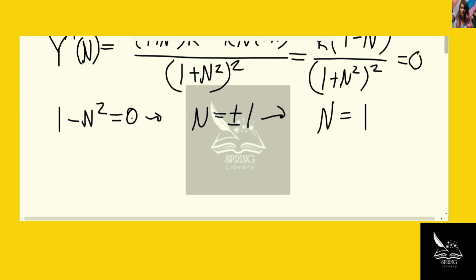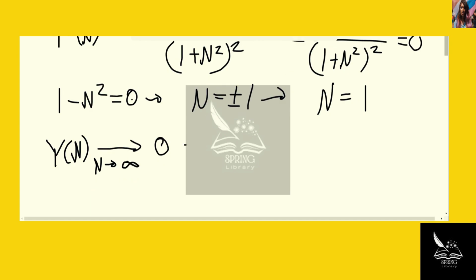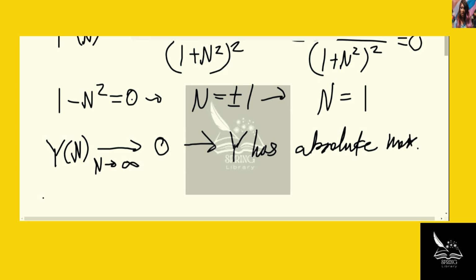Now we notice that y of n approaches 0 as n approaches infinity, and therefore it follows that y has an absolute maximum on 0 to infinity.